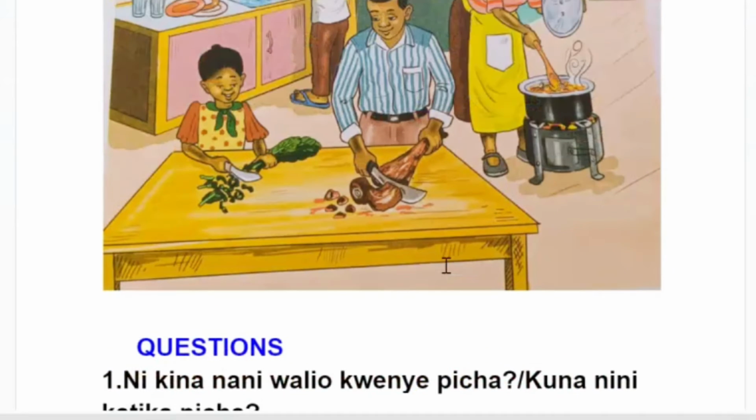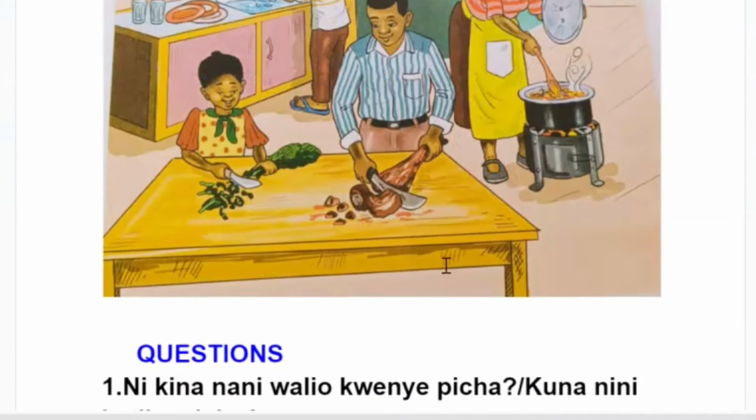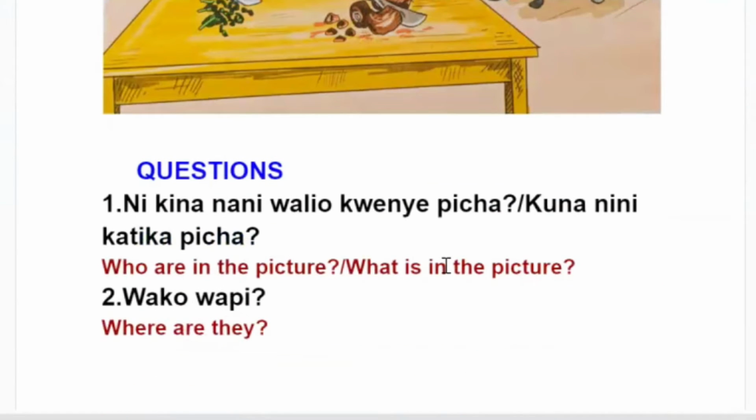If you are able to answer that question, then you are good to go to another question. Maybe if there are people in that picture, you want to know where they are. Wako wapi? Where are they? The word wapi means where.